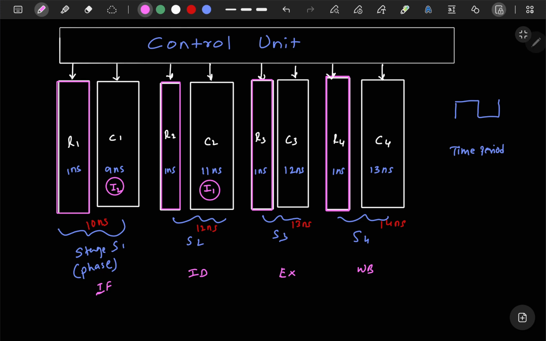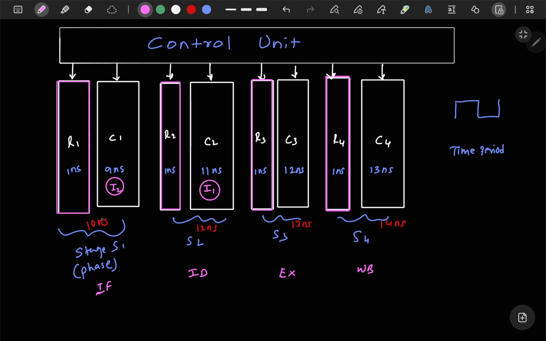Now, what time period should I set? That means, what would the clock signal be? Let's try to understand why we need a clock. Whenever we enable the clock, only then will the particular data move from one functional unit to another, or from one register to another register. Otherwise, it will not move.